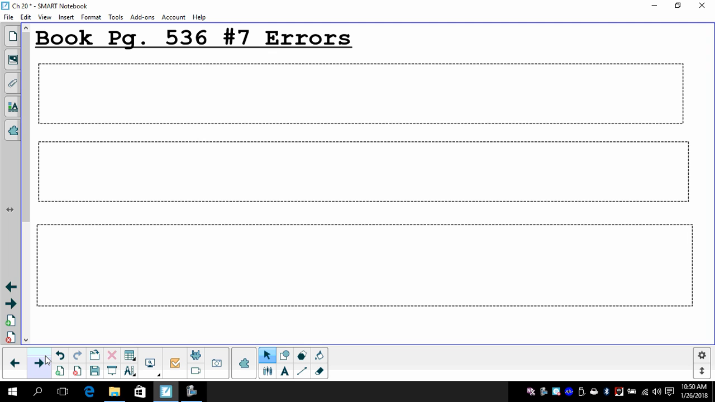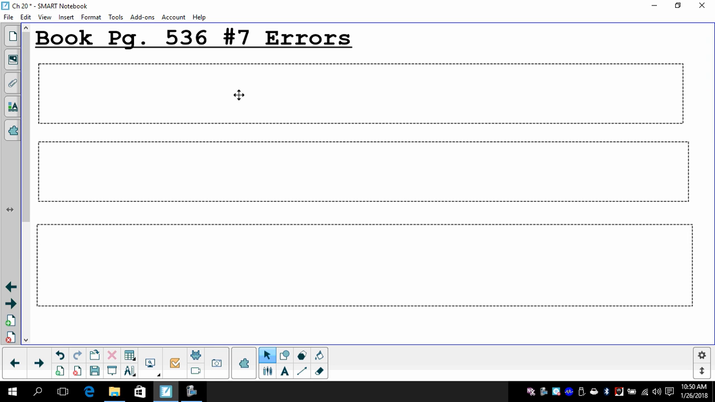So a lot of that conversation was a bit theoretical, but we can look at a scenario and know what type of error we could potentially make. And so we're going to practice that a little bit. Remember, making a type 1 error is that we've rejected the null hypothesis when we shouldn't, and a type 2 error is we fail to reject when we should. So if you go to your book, page 536, number 7, we'll go over the answers.